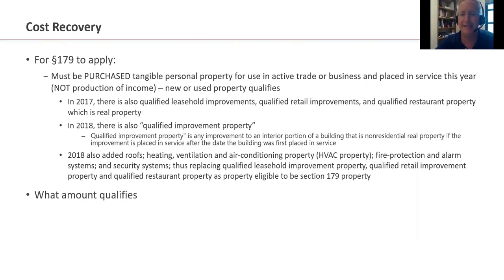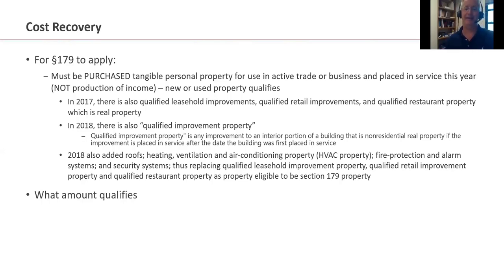In 2017, there was a category that also qualified for 179. It was called qualified leasehold improvements, qualified retail improvements, and qualified restaurant property. Now, these were all real property. What had happened is, post-financial crisis in '08, they had created these categories to try to boost these industries. So this was for times when they did improvements to retail property or restaurant property. They basically said, to encourage you to do so, we're going to allow you to immediately expense those costs that you would otherwise have had to capitalize. However, that got killed at the end of 2017.